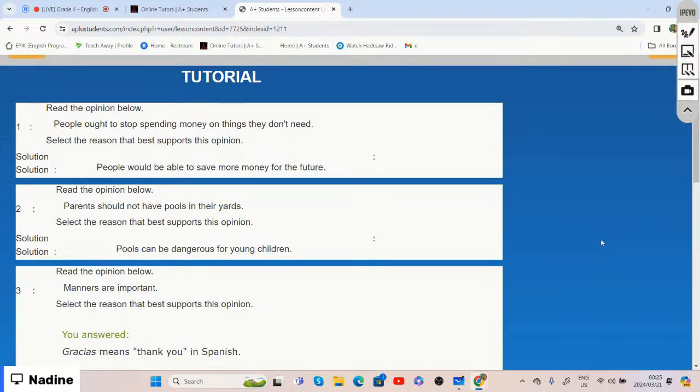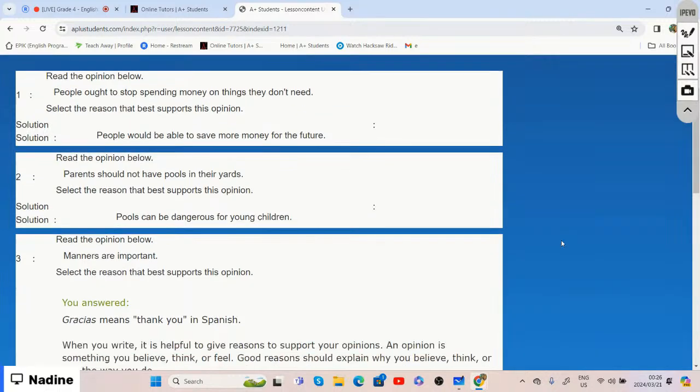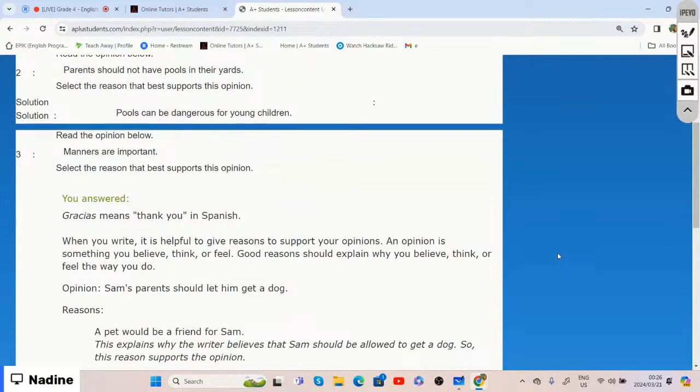All right. And yeah, that is true, right? Because having a pool in your yard, if you don't have a fence around it or anything, then pools can be dangerous and you can drown. Yes, pools are very dangerous. So that is basically your reason as to why you say so, and that is true. It's very dangerous for young children, especially if the young ones cannot swim.